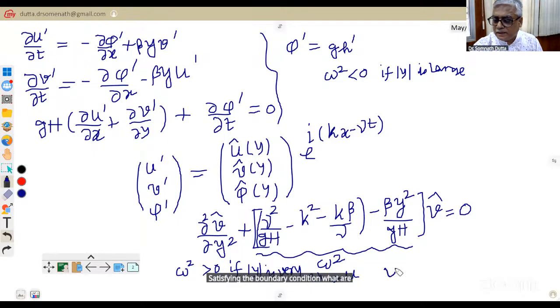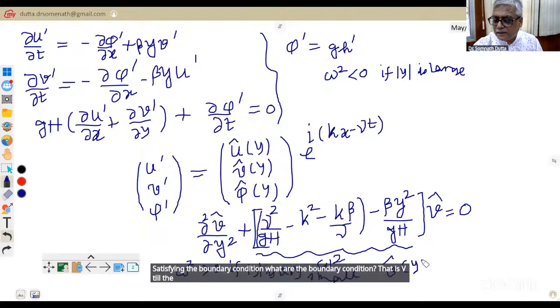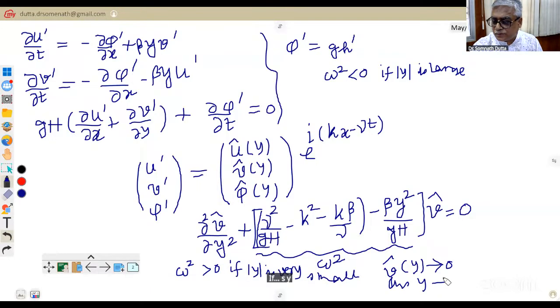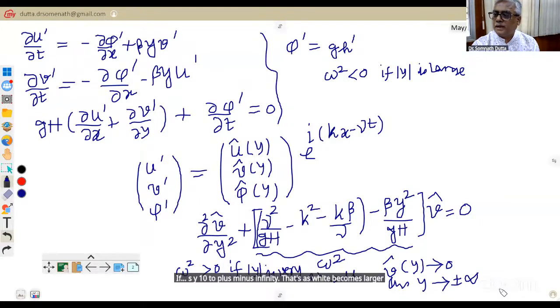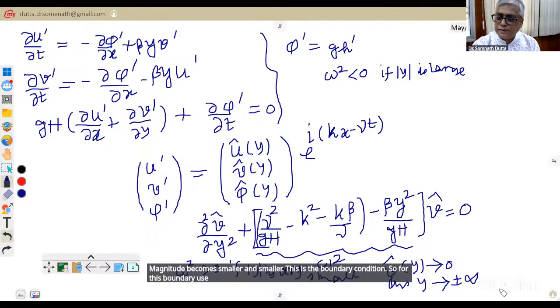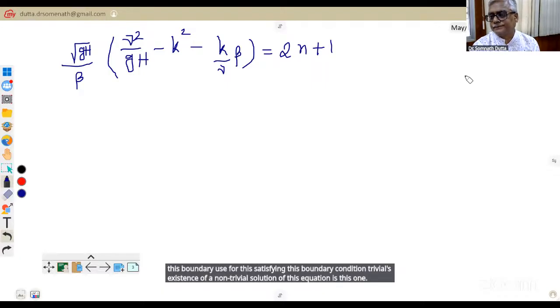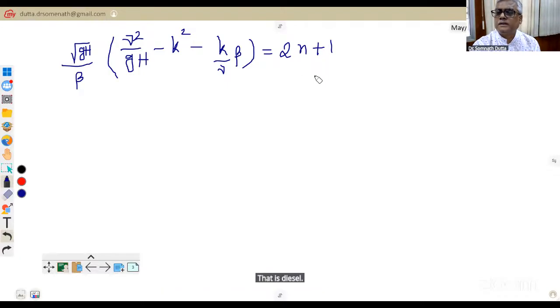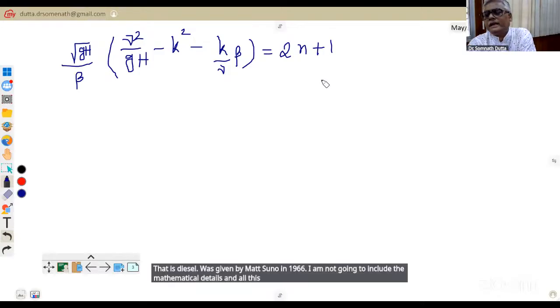What are the boundary conditions? That is, V tilde y tends to 0 as y tends to plus minus infinity. That means as y becomes larger and larger, the magnitude becomes smaller and smaller. This is the boundary condition. So for satisfying this boundary condition, the existence of a non-trivial solution of this equation requires this condition, which was given by Matsuno in 1966. I am not going to include the mathematical details of this equation. Actually, it is an eigenvalue problem, a boundary value eigenvalue problem. From that, they have shown it.